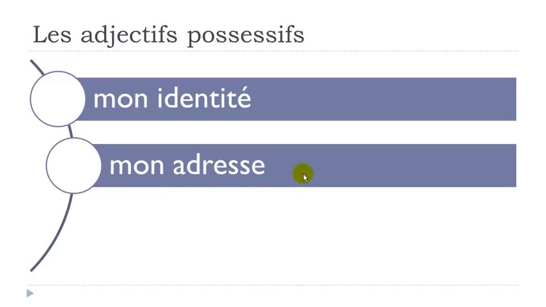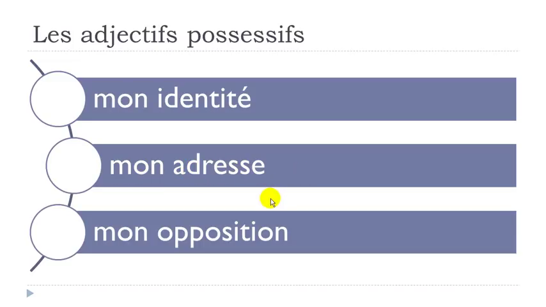Mon adresse, okay? And the last one I took, same thing, opposition. Well, basically, feminine, but then it starts with the O. Mon opposition, you make this link, hein? Mon opposition, so let's repeat it one more time. Mon identité, mon adresse, mon opposition, okay?